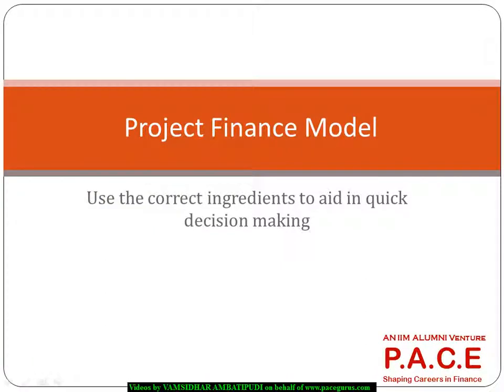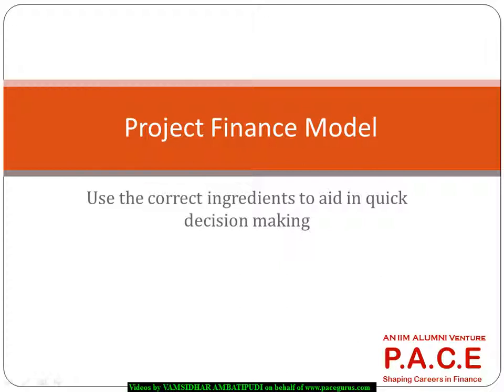Now let's look at the key aspects of a project financing model. So this financing model will help: how do you value a project? Based on your various assumptions, what do you think is the rate of return which the project might generate?